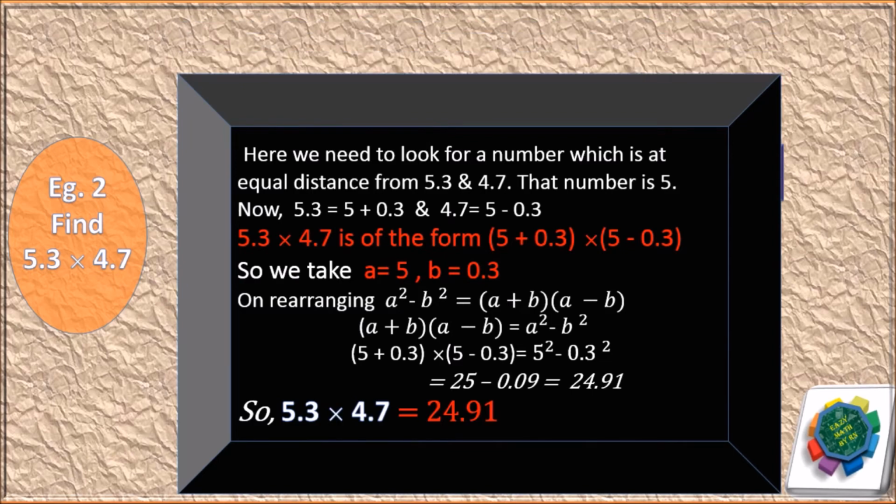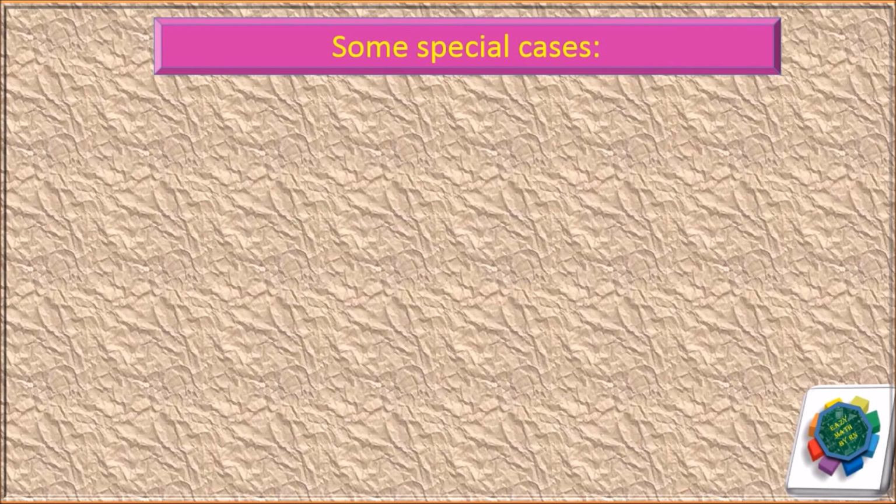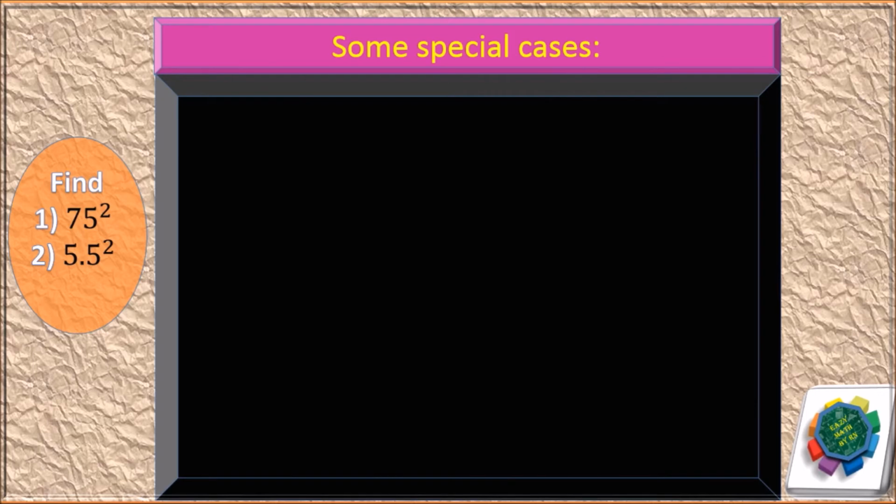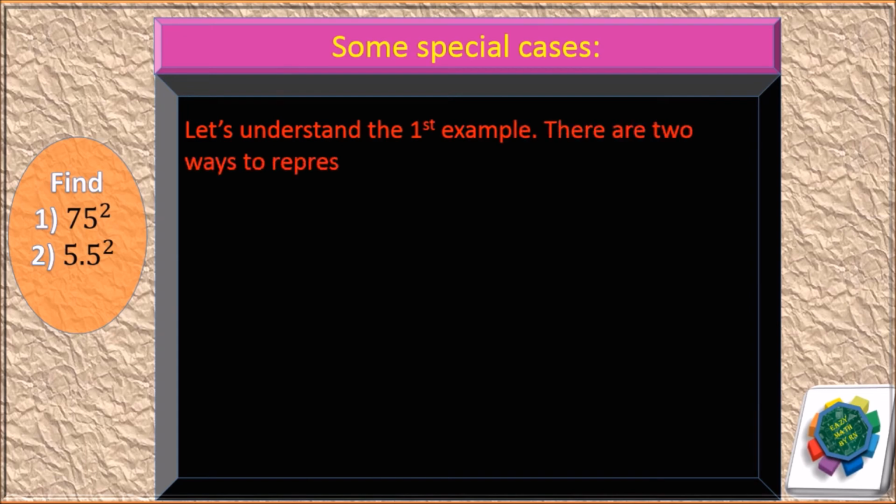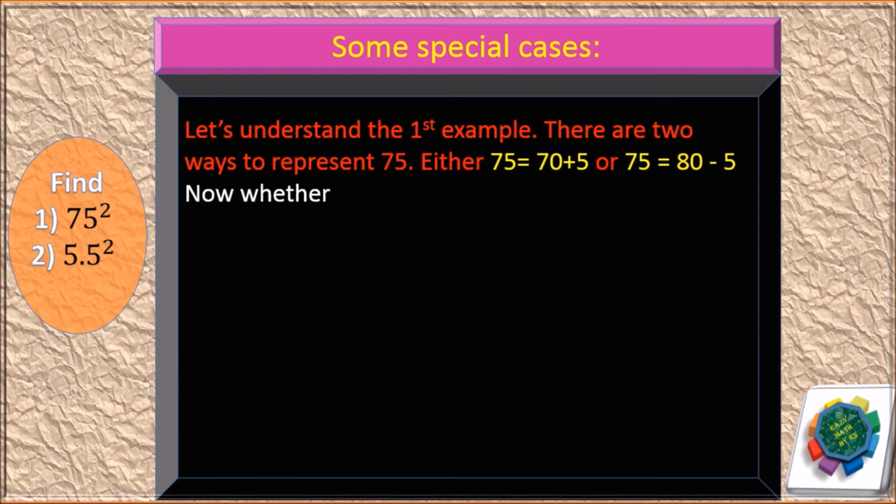Now let's understand some special cases with the help of these two examples. The first number is 75 square and the second is 5.5 square. So let's take the first one, 75 square. Now will you use the identity (a plus b) the whole square or (a minus b) the whole square? Now analyze the number 75. It is at equal distance from 70 as well as 80. So we can write it as 70 plus 5 or 80 minus 5.